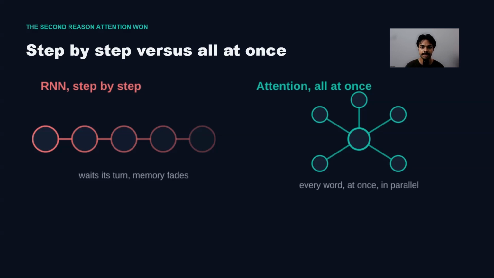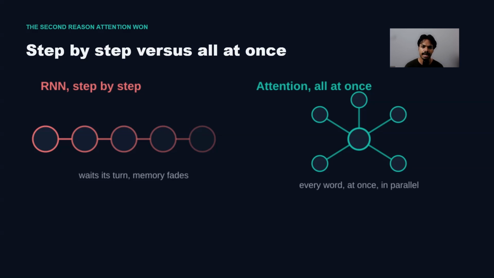The looks at everything. Bank looks at everything. River looks at everything. You end up with a rich web of relationships, all computed in parallel, all at once. That word, parallel, is worth pausing on because it is the second reason attention won.